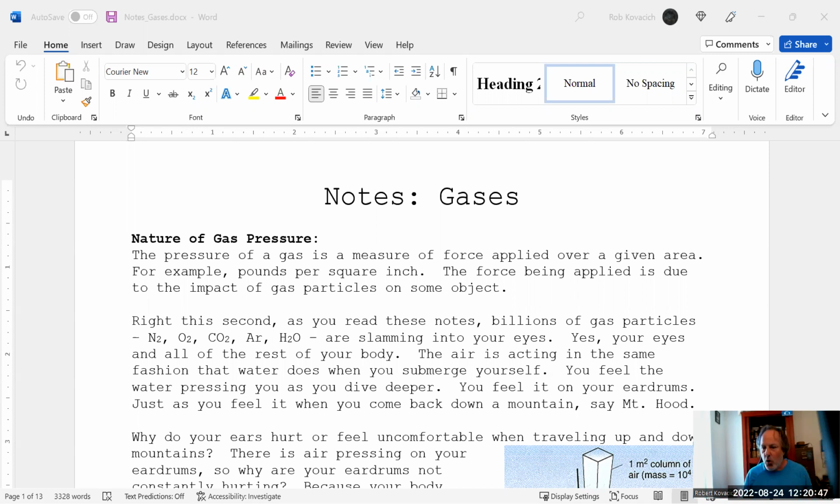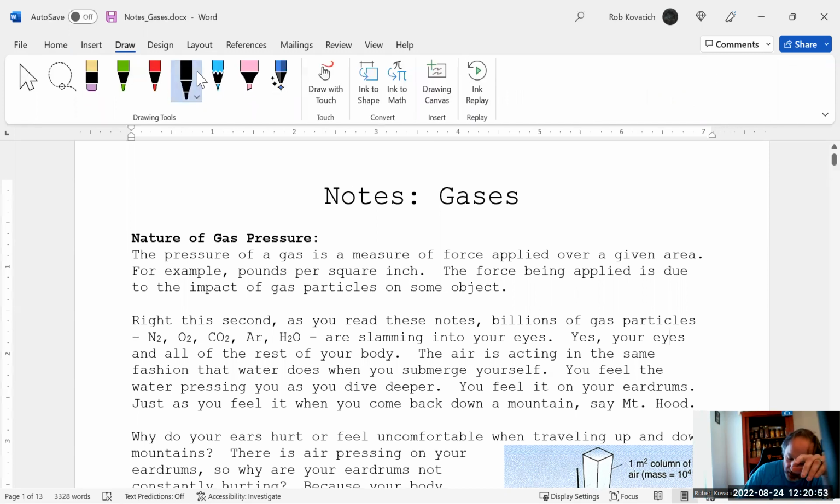So when we talk about pressure, we're talking about force being applied over a given area. So force divided by area equals pressure. So how does that apply to us?